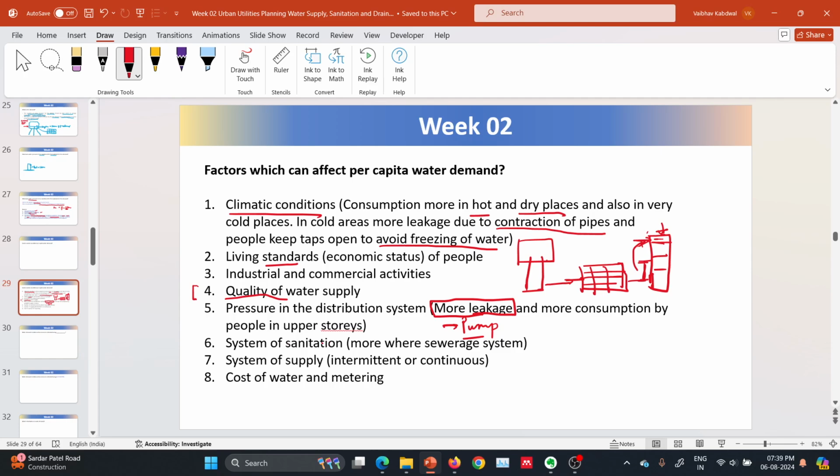System of sanitation. So if a full flushing system is used, then more consumption, more demand, and if not, less demand. System of supply. So intermittent and continuous.